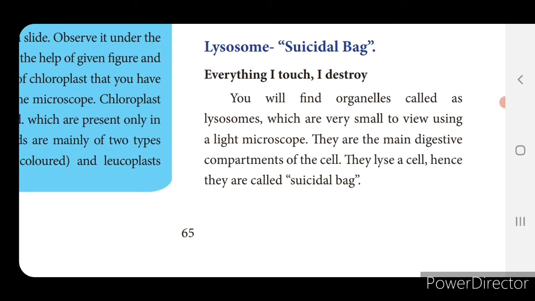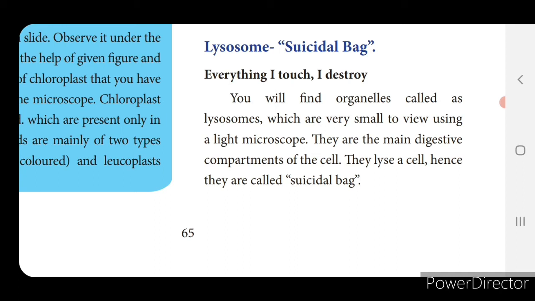You will find organelles called lysosomes which are very small to view using a microscope. They are the main digestive compartments of the cell. Which are the main digestive compartments of the cell? Lysosome. They lyse a cell, hence they are called suicidal bags. They lyse a cell means they will destroy it.